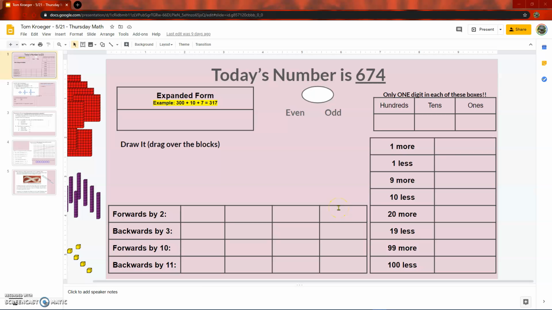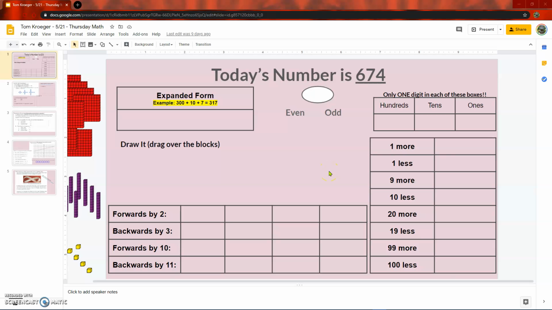Hey everyone, I'm going to take you through one of our math slides here so you can see how they work and what I expect as you work through them. Starting with the last week, on the 21st here, I added the number of the day. So every day you're going to have a different slide with a different number.